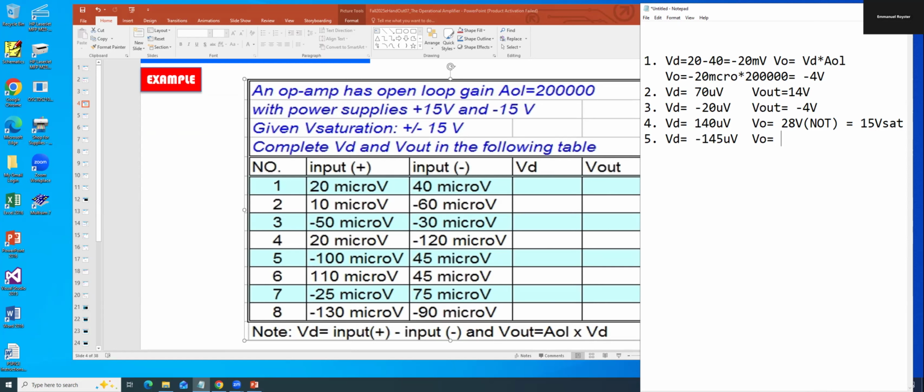It's minus 29 volts, but that's not. So it's minus 15 volt saturation. Perfect. All right. So you say they will be minus 29, right? Yes. Okay. Not supposed to be. And they will be minus 15 volts. Yeah, looks like you guys understand now.